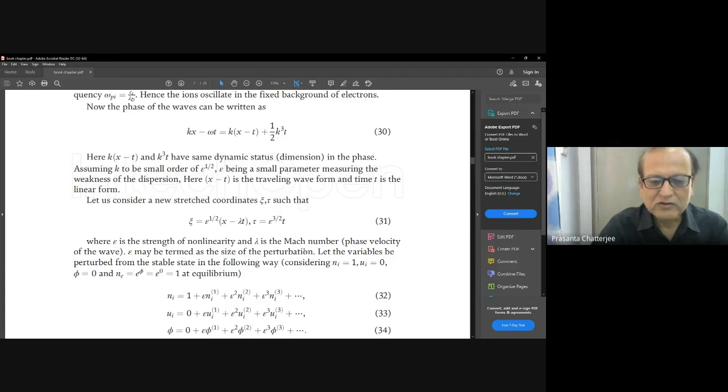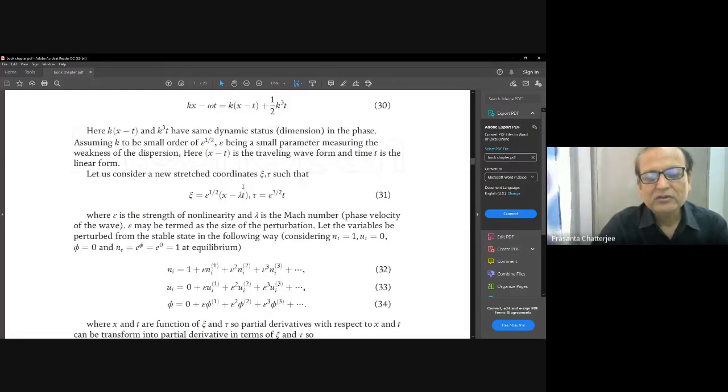And we also consider that all the variables ni, ui, phi can be written as a power series of epsilon in the neighborhood of the equilibrium point. So what is the equilibrium point position? 1, 0, 0. So we expand all these in the neighborhood of 1, 0, 0, and we obtain equation 32, equation 33, and equation 34.